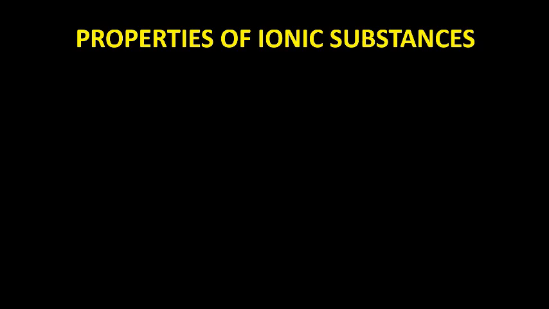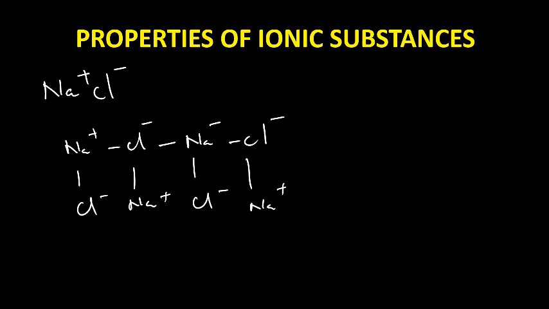Now let us discuss the properties of ionic substances. We are showing the formula of an ionic substance, sodium chloride, Na plus Cl minus. Strictly speaking, this indicates that one sodium ion attracts one chloride ion. But in practice, it is not like that. A large number of sodium ions attract a large number of chloride ions in this manner.